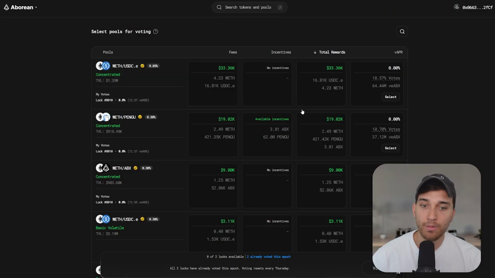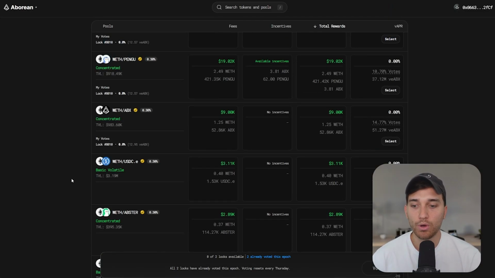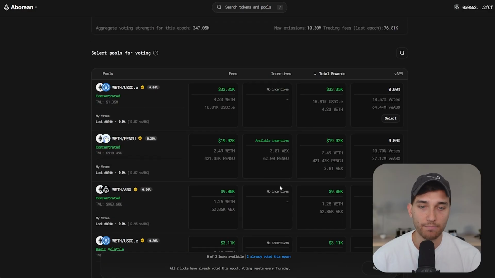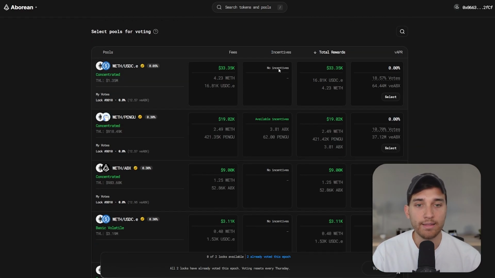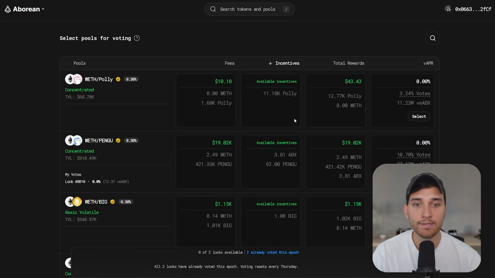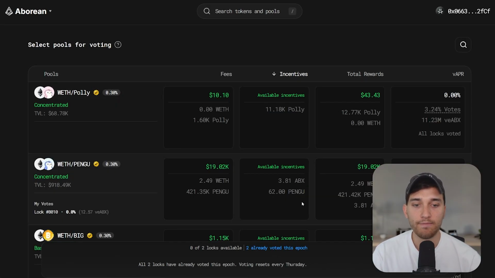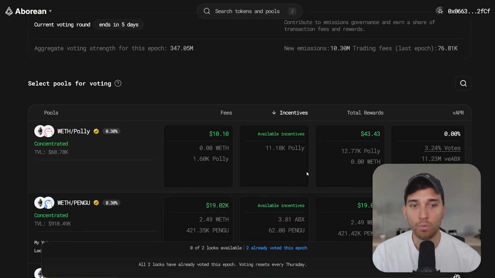It's actually pretty simple, the incentives here. People like, for example, the Pengu team or the Abster team, they see the value in people providing liquidity to their token's pools. So partners or just individuals or anyone can actually provide this incentives column here. So you can see if we sort by incentives, some people have deposited various different tokens that you can be rewarded for voting for specific pools.